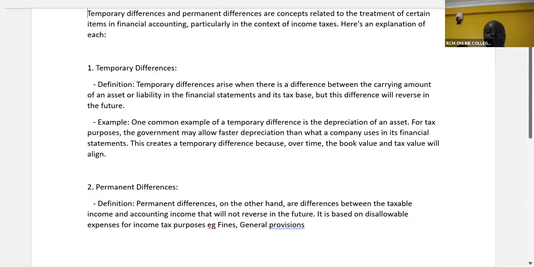Thank you very much. Whenever you are describing temporary differences, there must be that formula of carrying amount minus tax base. That formula must always be there. If I'm marking and I don't see that formula, then I'll not be able to give you marks. So anytime, ladies and gentlemen, you are talking about temporary differences, please look at this, and take a screenshot. Temporary differences arise when there is a difference between the carrying amount of an asset or liability in the financial statements and its tax base. But this difference will reverse in the future.